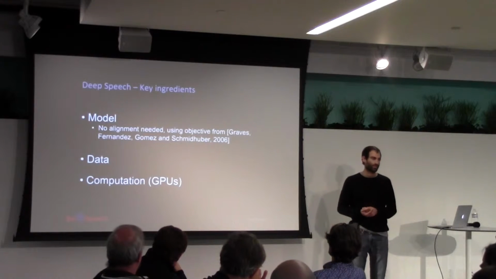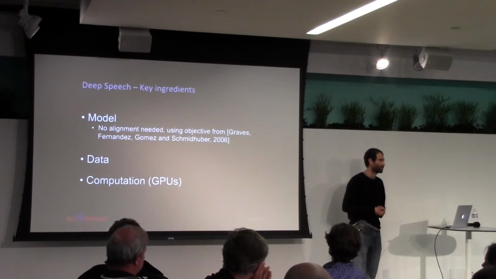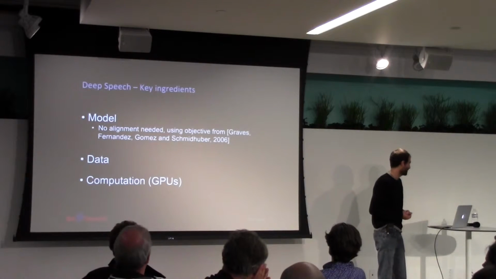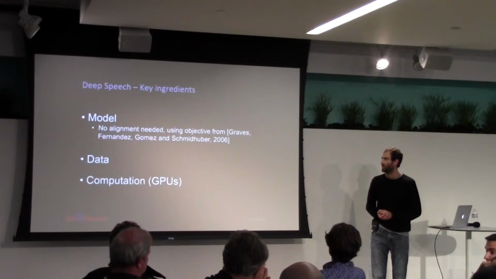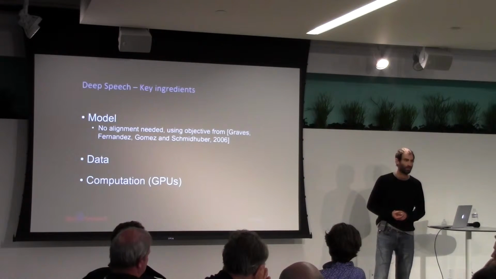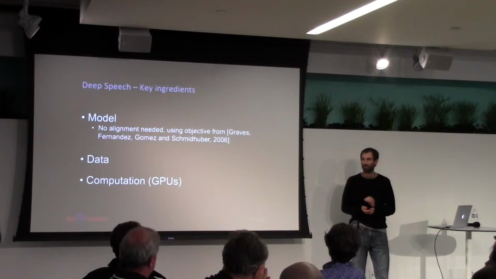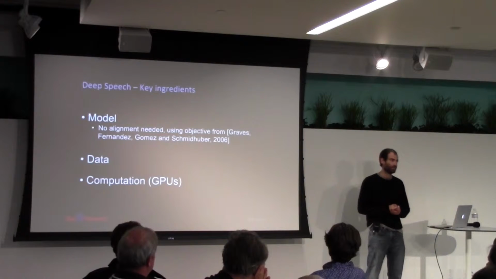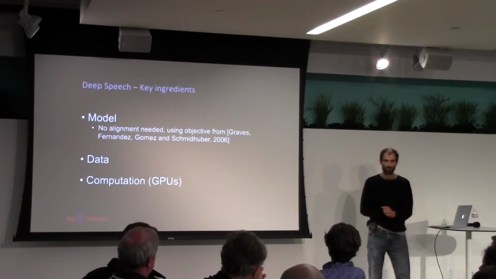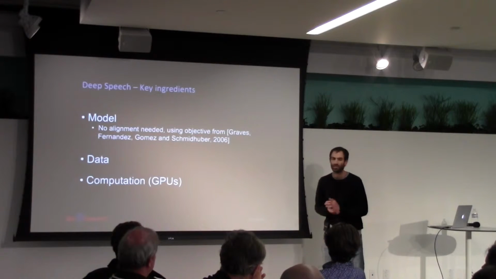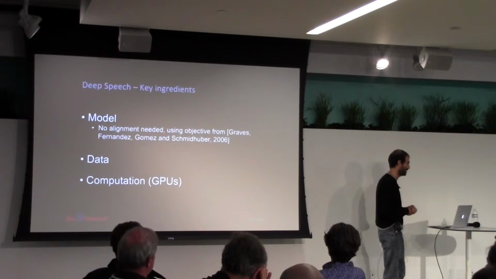There are three main ingredients for this system. The first is the model. This is the rocket engine. The model is based on a bidirectional recurrent neural network with a CTC, which stands for Connectionist Temporal Classification, which is a loss function which I'll describe in a little bit of detail in a moment. The second main ingredient is data. So that's the rocket fuel. We need a lot of data. Where does that come from? Where do we capture such a huge amount of data? I'll talk a little bit about that.